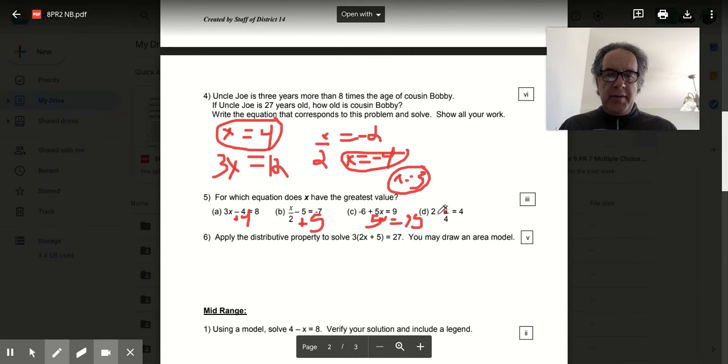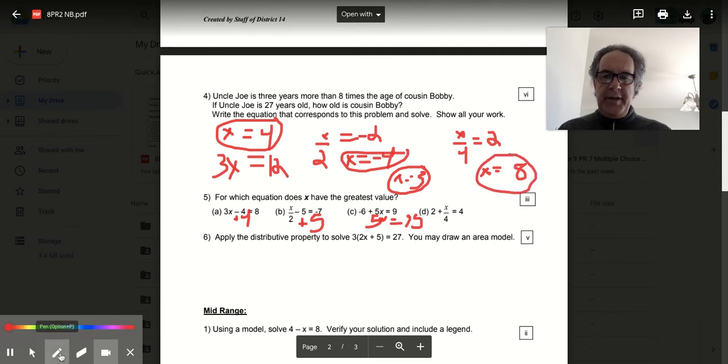Let's try this one. The 2 is farthest away, so you're going to subtract 2 from both sides. So I'm just going to write this down now. 4 take away 2 is 2, so now you have x over 4 equals 2. Because this is division, multiply both sides. 4 times 2 is 8, x equals 8. 8 divided by 4 is 2, so this is your largest, so it should be letter D.